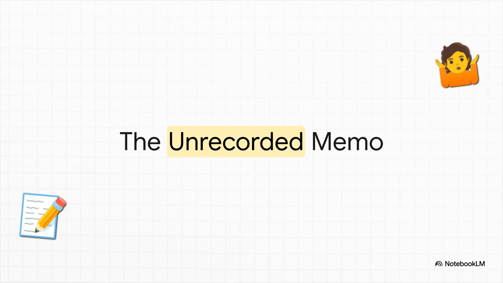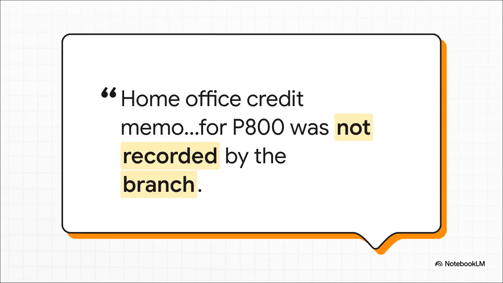And our final common glitch is the unrecorded memo. Okay, so this sounds official, but it's really just the home office sending an internal note, a debit or a credit memo about a transaction, and for whatever reason, the branch just hasn't recorded it yet. So in this case, we have a credit memo for an 800 peso discount.